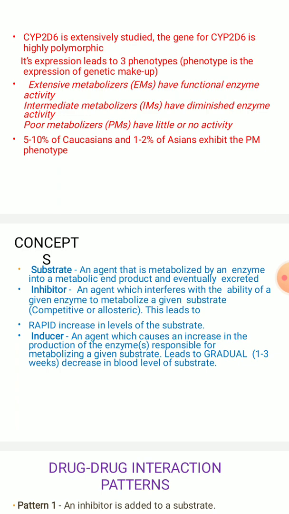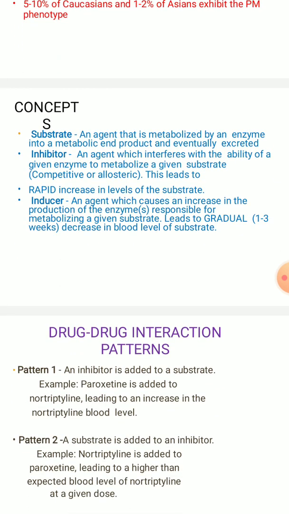If the inducer molecule reacts with the enzyme, it causes an increase in the production of the enzyme, which further leads to metabolizing of the given substrate molecule. This is responsible for increasing the production of the enzyme, which in turn metabolizes the given substrate, leading to a gradual decrease in the blood level of this substrate molecule, because more enzyme is produced and it interacts with more of the substrate molecule. This is going to happen in 1 to 3 weeks. This is how the substrate, inhibitor and inducer act on the cytochrome P450 monooxygenase enzyme.